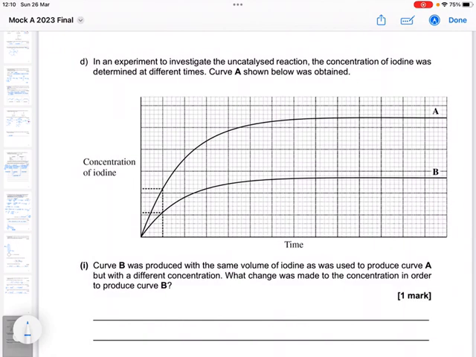Okay, part D. In this experiment, to investigate the uncatalyzed reaction, the concentration of iodine was determined at different times, shown by curve A. Curve B was produced with the same volume of iodine as was used to produce curve A, but with a different concentration. What change was made here? Obviously it's less, but if you look at what we've got here, 5.5 up to here, going to 2.75 thereabouts. So the concentration has halved here.